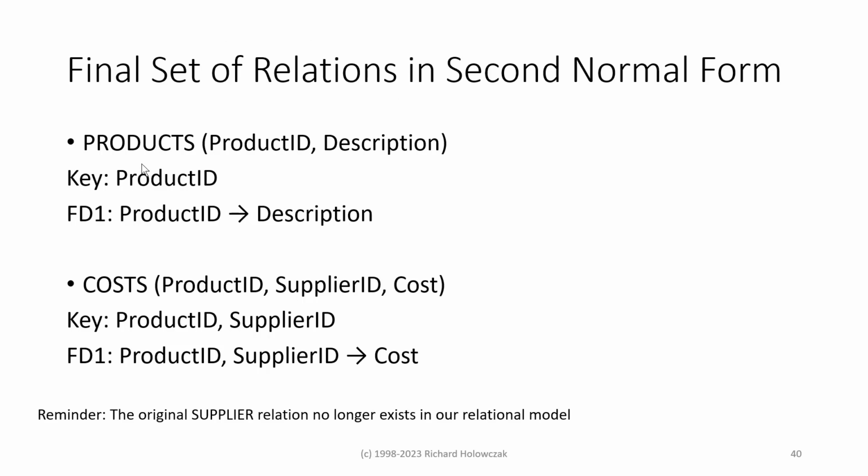In this case, the products relation with product ID and description, we can see the key and the functional dependency. The cost relation with product ID, supplier ID, and cost. The key is the composite product ID and supplier ID with one functional dependency. Remember, the original supplier relation no longer exists, so we don't even write it down. It doesn't make it out to our final set of relations.